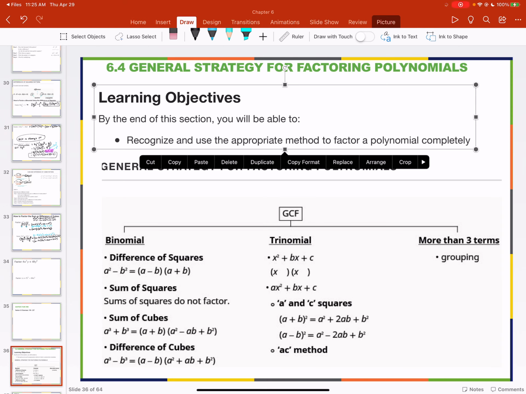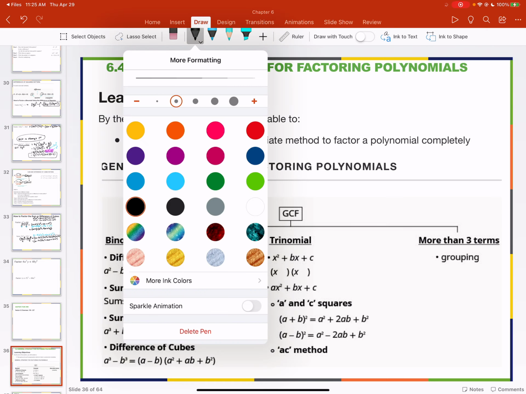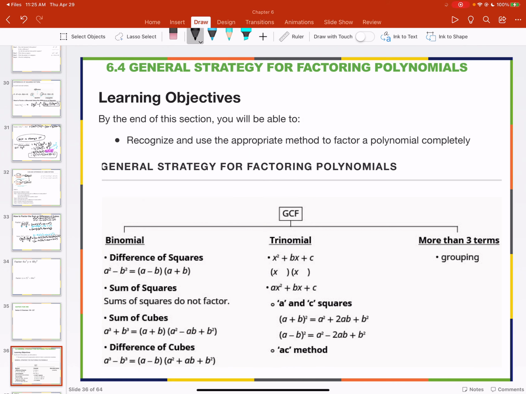Hello, welcome to section 6.4. We're talking about general strategy for factoring polynomials. Up to this point, we've talked about the different types of factoring, and now we're going to come up with an entire cohesive theory. When do I know what to do? If I'm presented with a polynomial, what do I do with it?